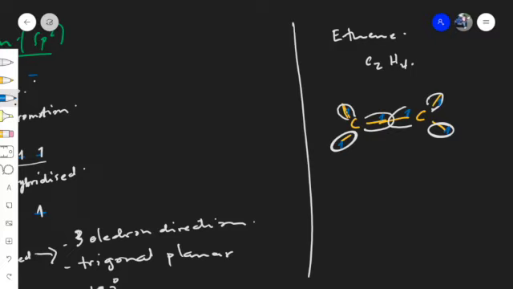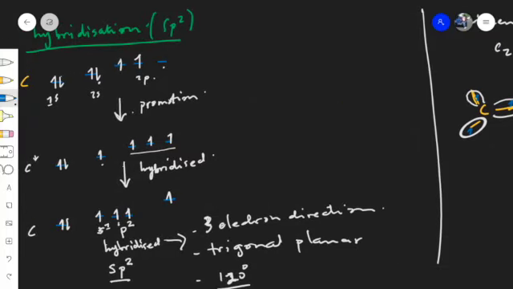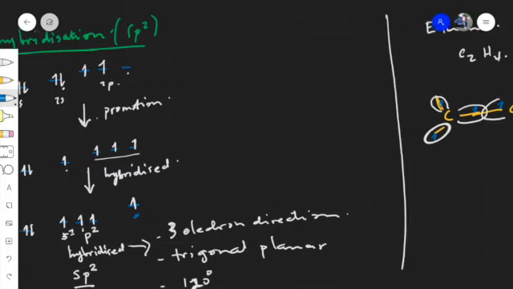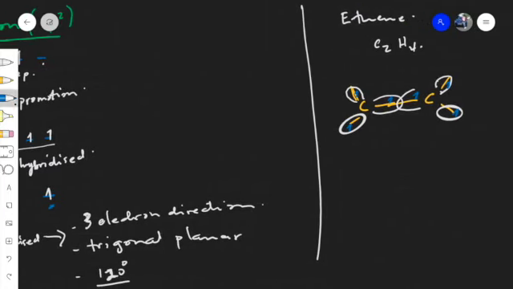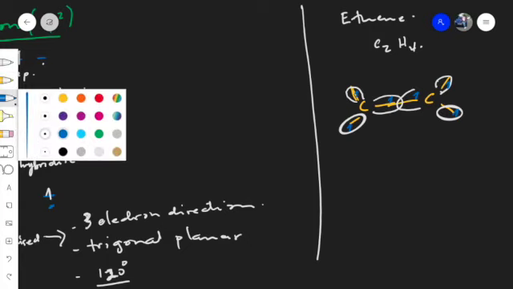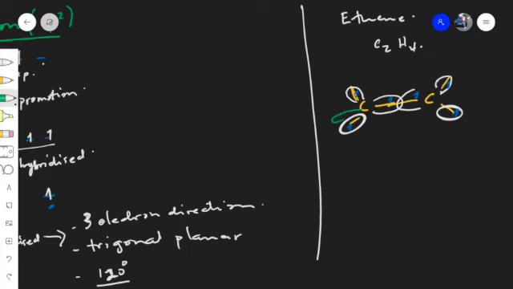So what actually happens? Remember that we still have this electron that we were talking about here, the electron that is not hybridized. So where does it go? Well, that electron is going to come out of the page. That orbital will come out of the page like this, like so.